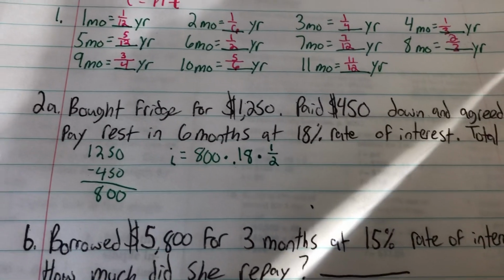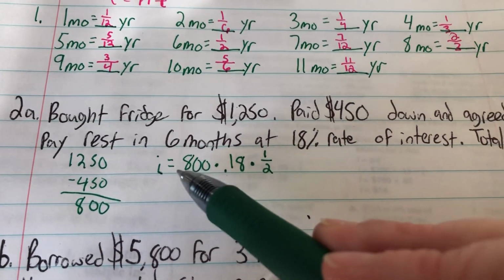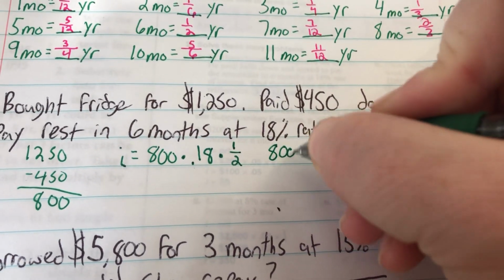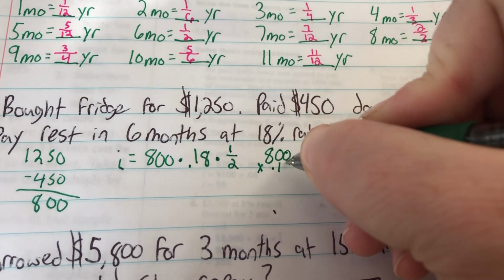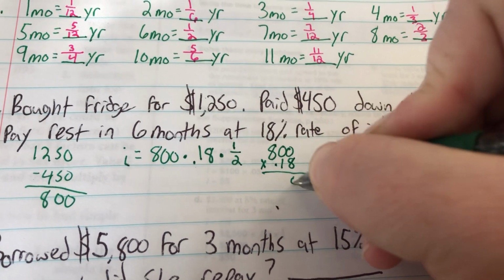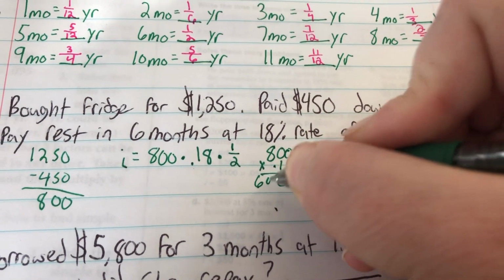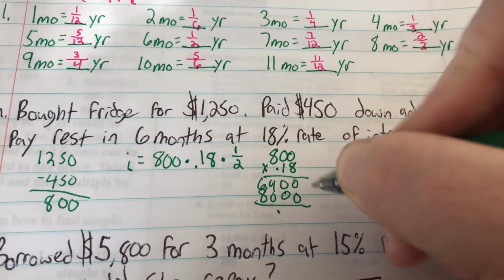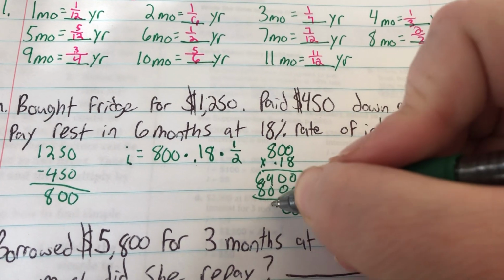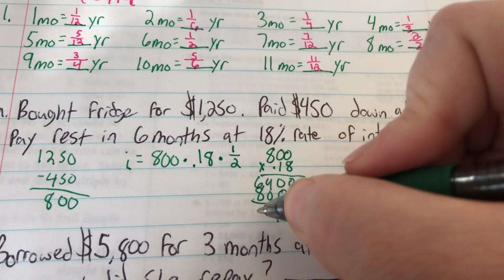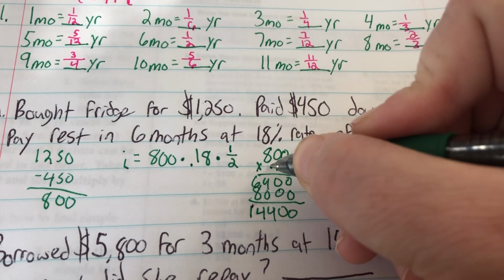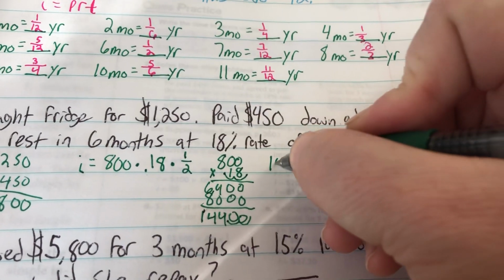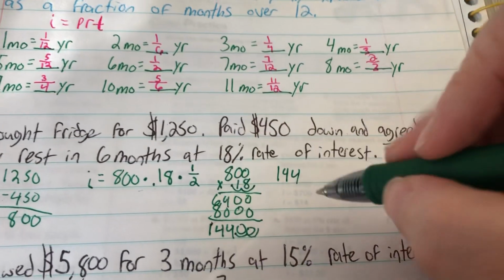So how we're going to do this is we're going to do just left to right. We're going to work across. So 800 times 0.18. 8 times 8 is 64. 1 times 8 is 8. 6 plus 8 is 14. 144 would be these two. Now I times that by 1/2.